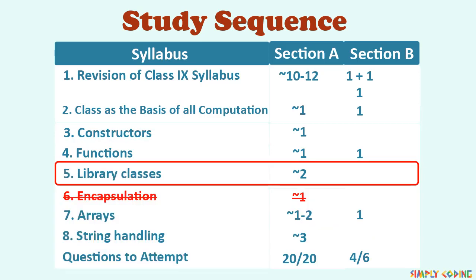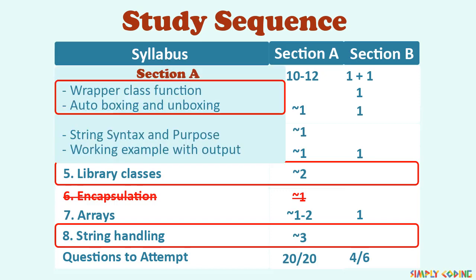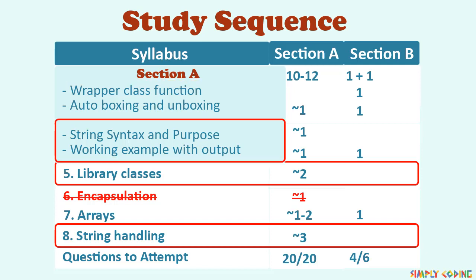Next, I would recommend doing library classes and strings together. The reason I am clubbing strings here, and also doing it before arrays, is that there are almost 10 marks on these 2 chapters in Section A, which is compulsory. For library classes, you should be able to answer questions on using wrapper class functions, and explain autoboxing and unboxing. For all string functions, you should be able to answer questions around syntax, purpose, and working examples with output.